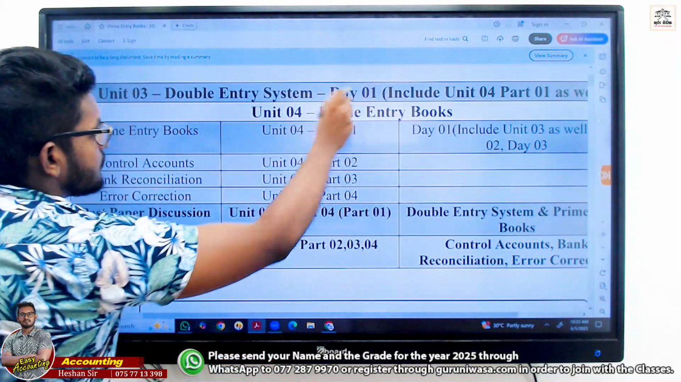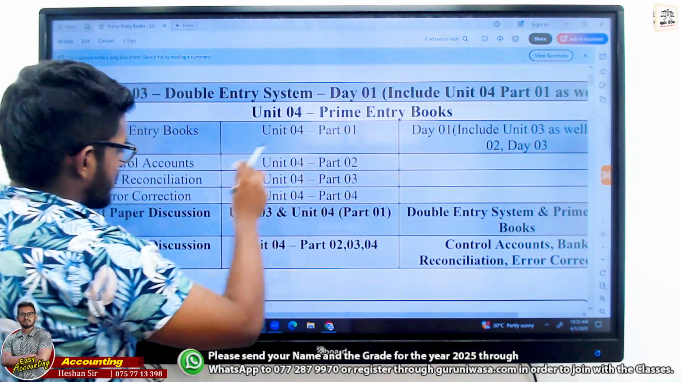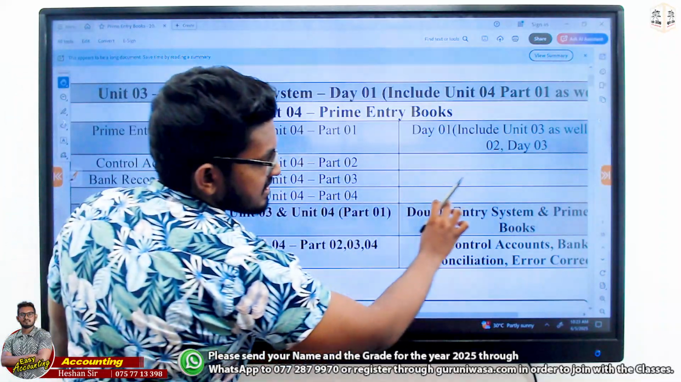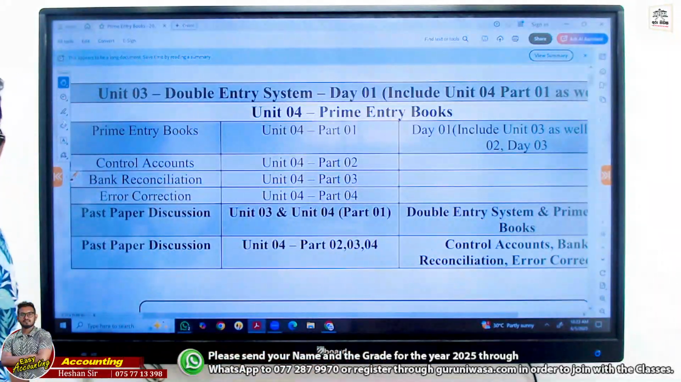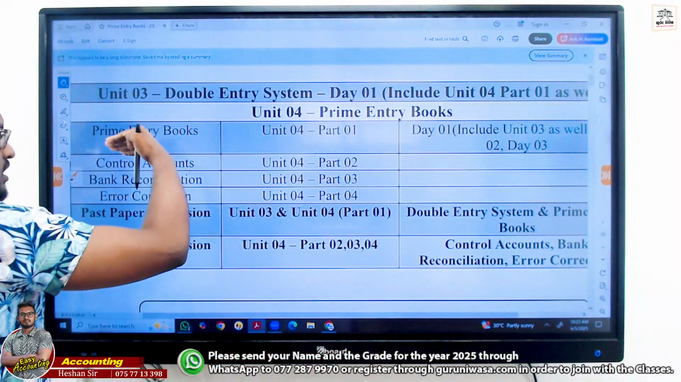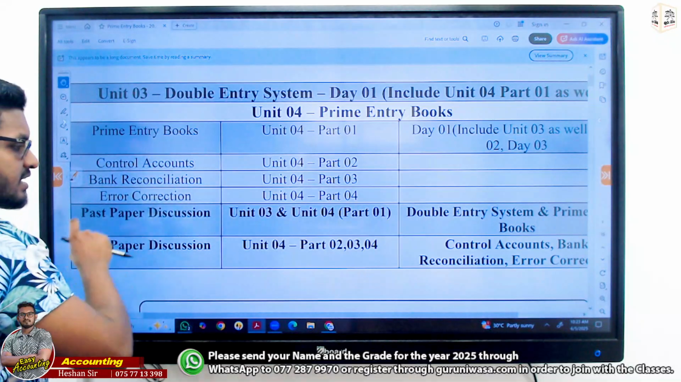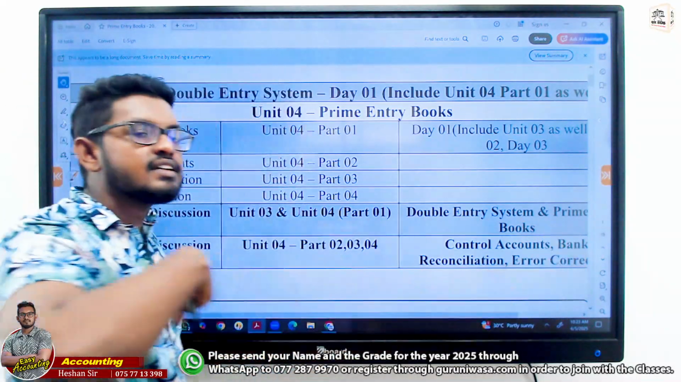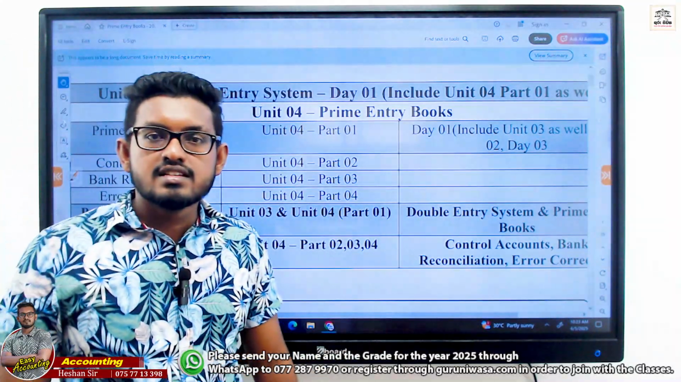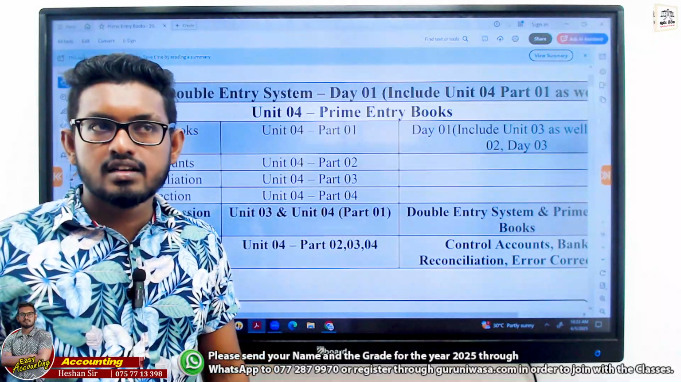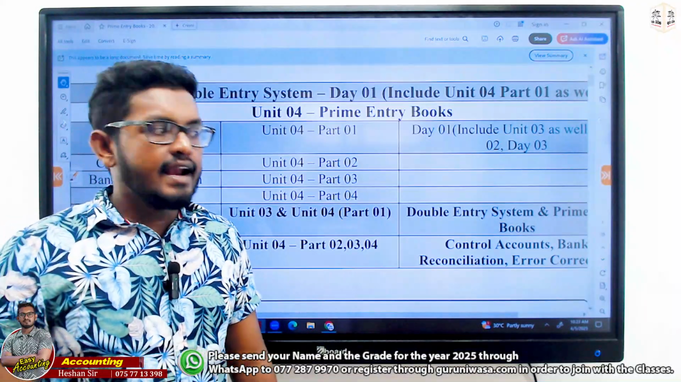Double entry system, unit 4 part 1, those past paper discussions in one session. Then control account, bank reconciliation, error correction, the past paper discussions in another session. Easy, clear to you guys? Understand? Right? That is how it goes.